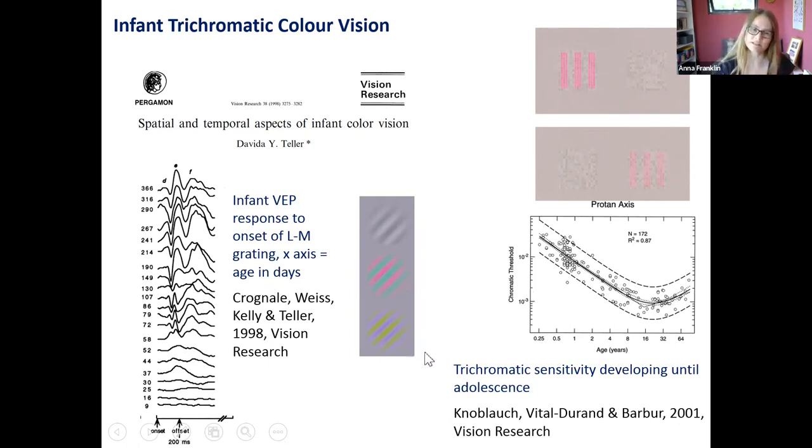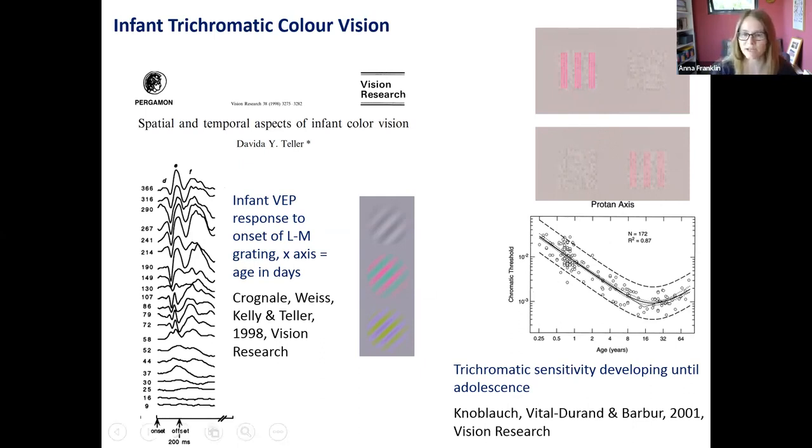And the general consensus is that infants are actually trichromatic by about 2 to 3 months old. Now, once you have trichromatic colour vision, your sensitivity actually continues to improve all the way up until late adolescence.